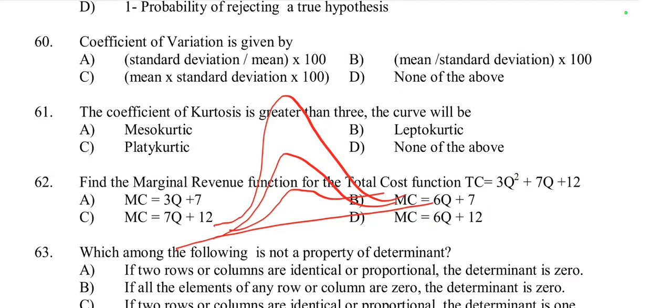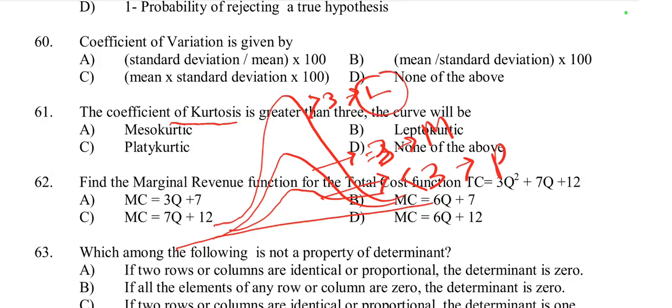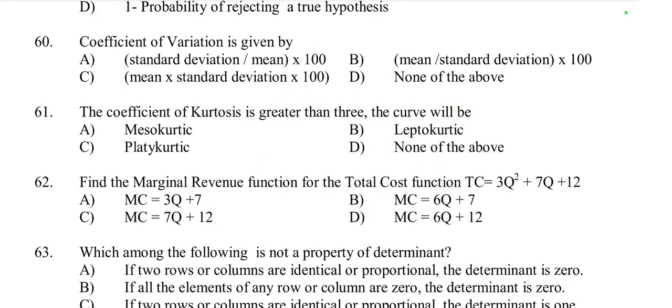So when the coefficient of kurtosis is greater than 3, it is called leptokurtic. When it is equal to 3, it is called mesokurtic. And when it is less than 3, it is called platykurtic. Greater than 3 leptokurtic, equal to 3 mesokurtic, and less than 3 platykurtic. So here the option is greater than 3. Greater than 3 means it is called leptokurtic.